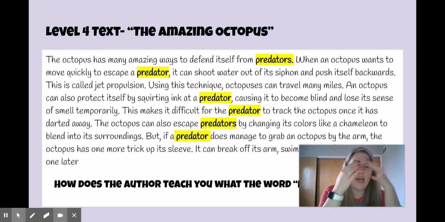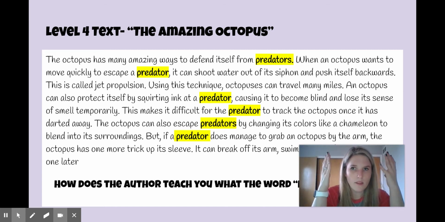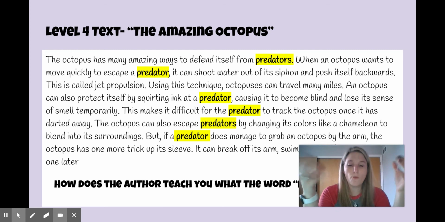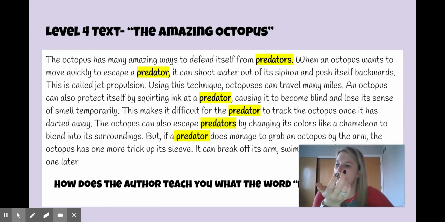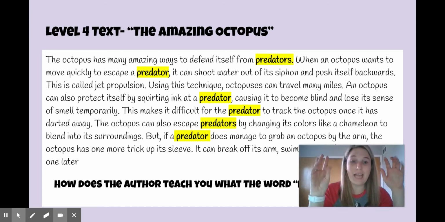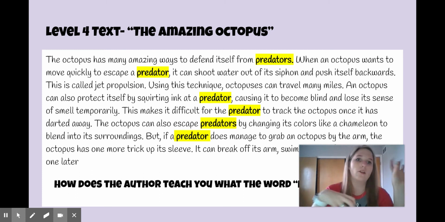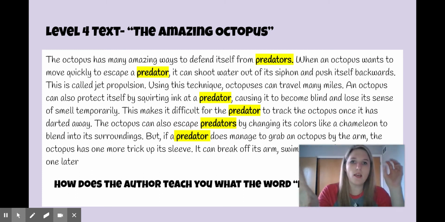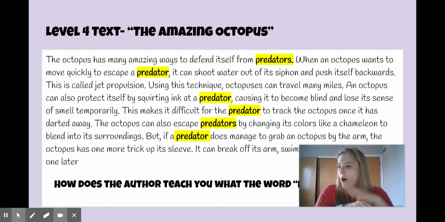Another thing is that this passage was really descriptive, and I'm picturing in my mind all the different ways that an octopus is trying to escape or defend itself against a predator. I can imagine maybe a shark. I don't know if that would be its natural predator, but I can imagine this big predator, this big shark with these sharp teeth coming by, trying to attack the octopus, and the octopus is doing all of these different things to defend itself. It's shooting itself backwards, it's squirting ink, it can escape by changing colors. So that also helped me.